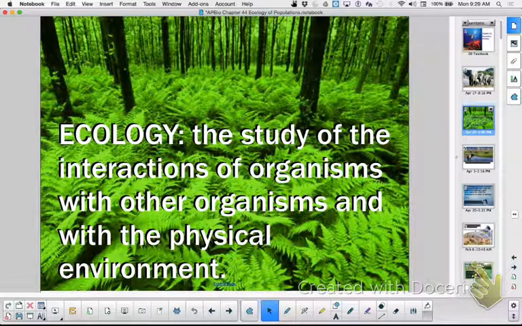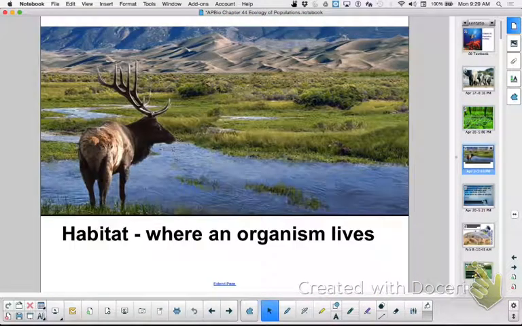All right, so we haven't taken it up to looking at ecosystems yet, but that's what we're building towards. So first we're going to just study populations in their environment, and to do that, we need to start with their habitat. And the habitat is where an organism lives. A habitat is where an organism lives.